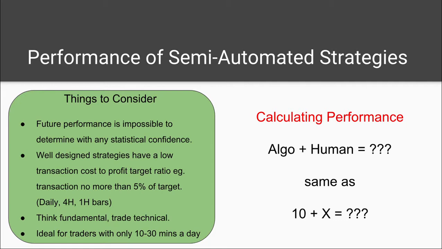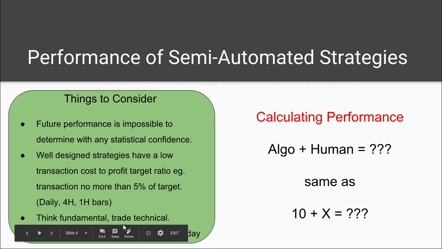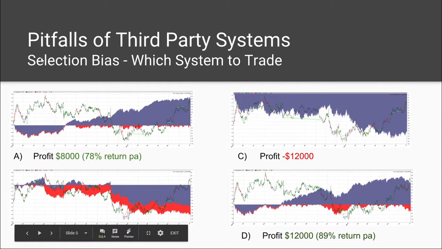A good thing to do with semi-automated strategies is think about the fundamentals affecting the markets. Look at the price charts. Look at some other indicators and technical signals, and then decide to take the trade or not with the semi-automated strategy. So think fundamental and trade technical is basically what I say.